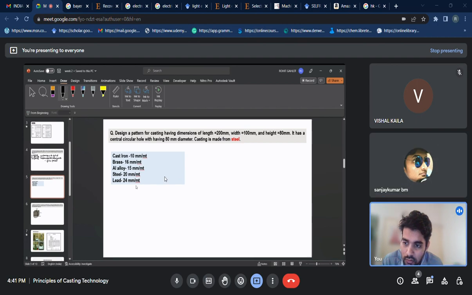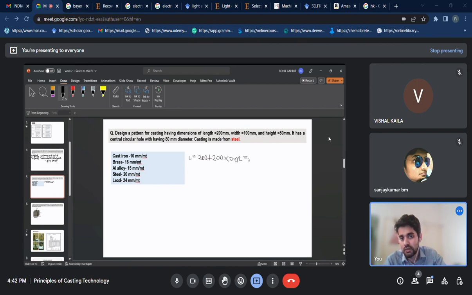For a particular material, it is generally the same. For cast iron, it is in the range of 10 mm per meter. For steel, it is 20 mm per meter, which is 20 by 1,000. That gives 0.02, which you multiply by 100. That is 2% shrinkage. Now you got the 2%. Then you do the same thing for the length, width, and height that we did previously, right? Like the 1.02 factor, or the conventional process, 200 plus 200 multiplied by 0.02. That's how you will get the length, width, and height.